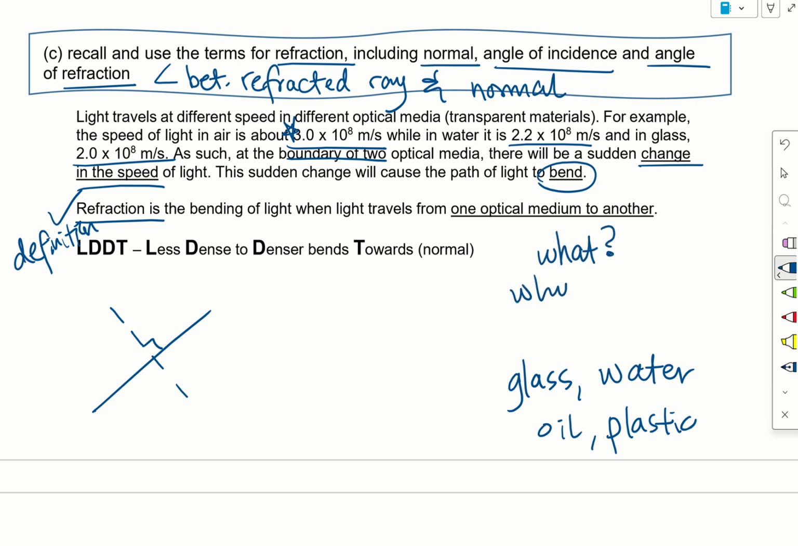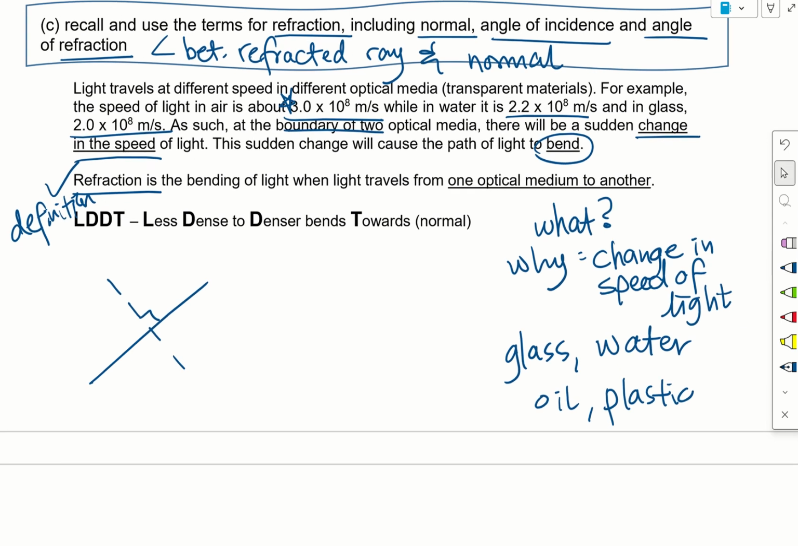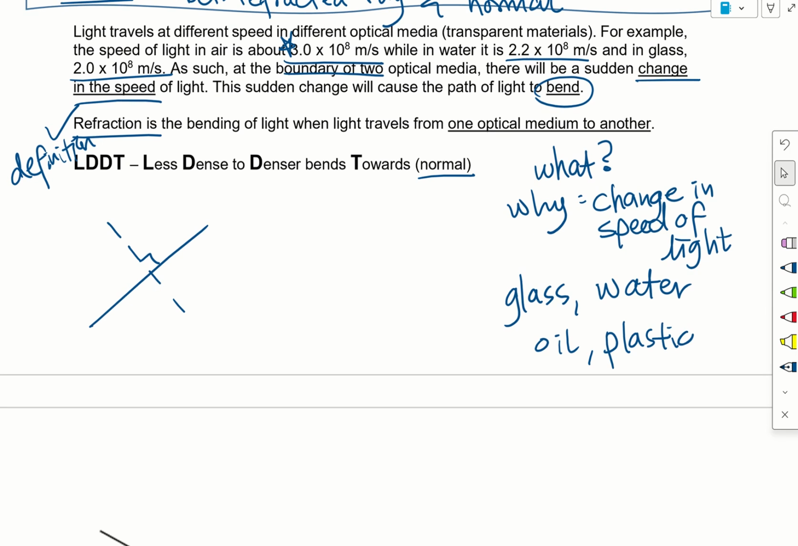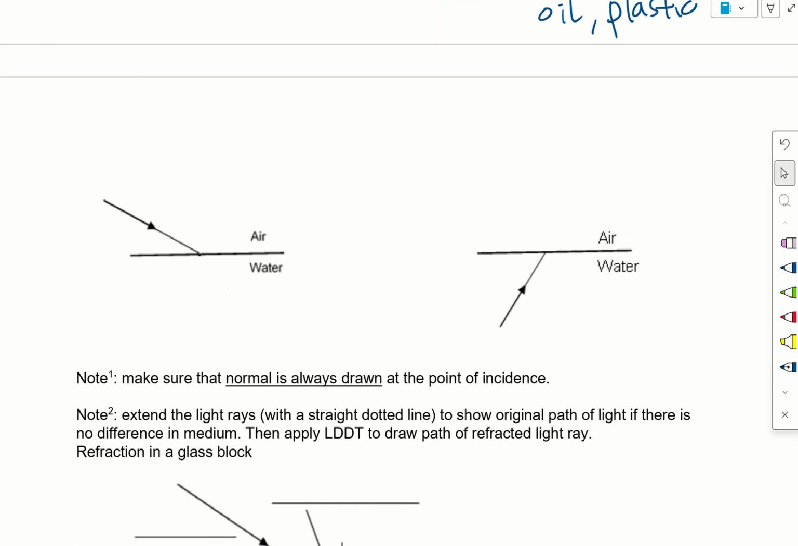So why does light bend? Is because of the change in speed of light. Okay, so this is the reason why light bends. Okay, so I need you to memorize this LDDT. It actually stands for less dense to denser, bend towards where? Towards the normal. Normal is very important. So LDDT. So means if the light is traveling from a less dense medium to a denser medium, it will bend towards the normal. So let's do some practice here.